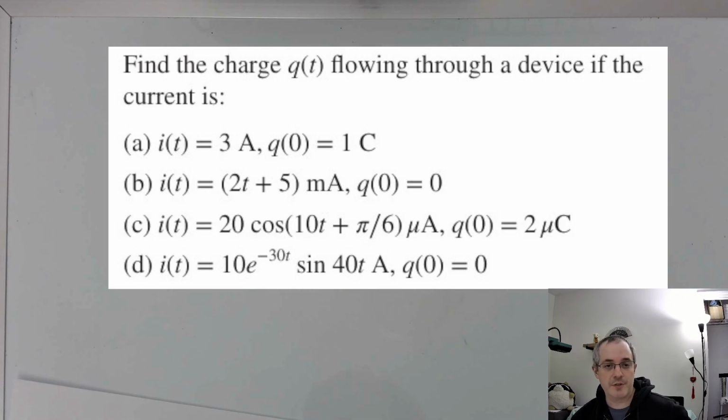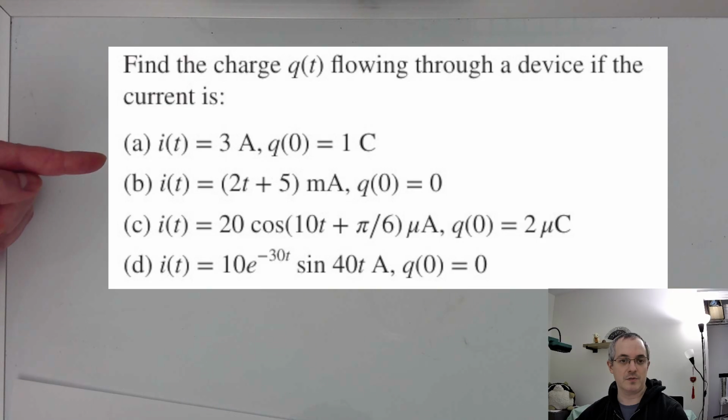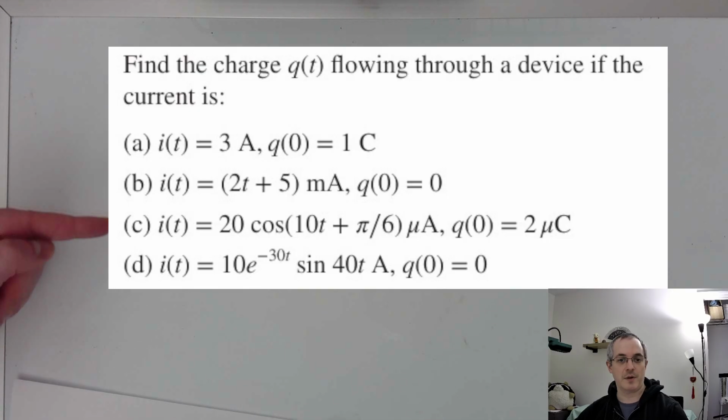Okay, question 3. So find the charge, Q, flowing through a device if the current is this. And then we have time-dependent functions of current, which is I. So notice the units. This is amps, milliamps, microamps, and back to regular amps. Then they've given us values of the amount of charge.